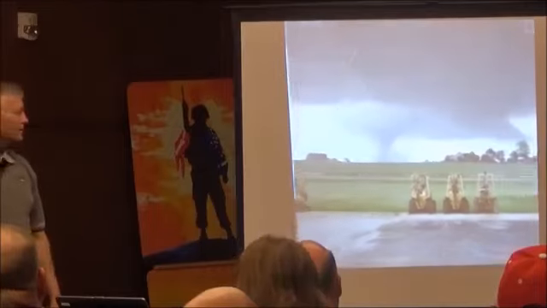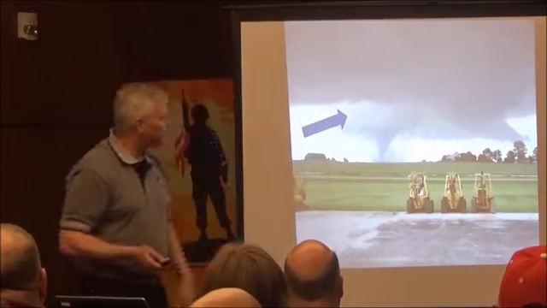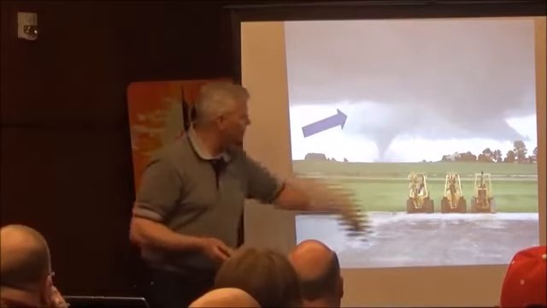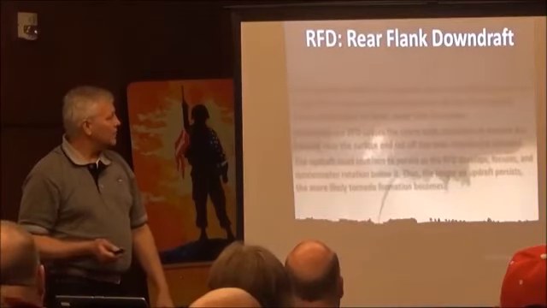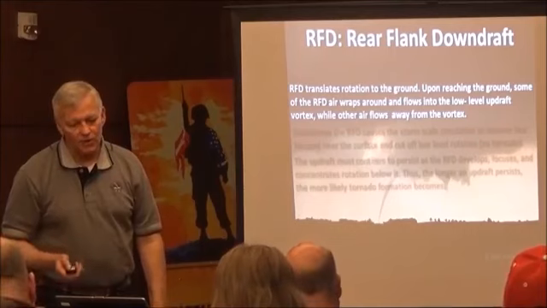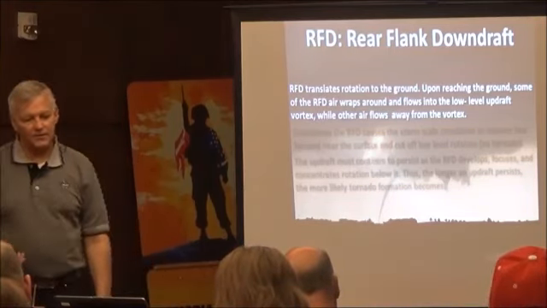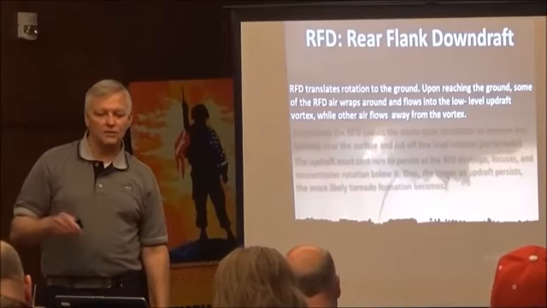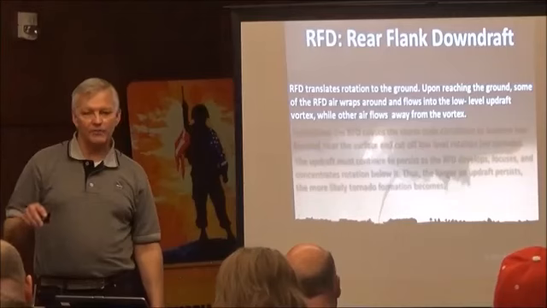Okay, so there's your RFD once again. Here it is again. Here you can see it's brighter here. Wall cloud, tail over to the right, to the northeast. All right, so in summary, the RFD translates the rotation to the ground. Upon reaching the ground, some of the RFD flows around and into the low-level updraft vortex, while other air flows away from the vortex.